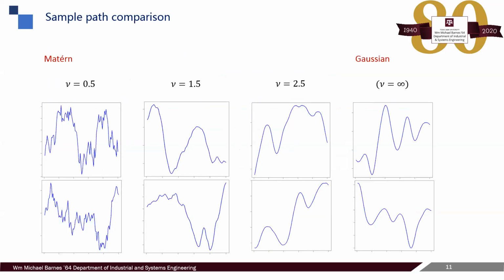Okay, so on this slide, I show you a few examples of the sample path with Matern and Gaussian. For Matern, I give you different nu values: 0.5, 1.5, and 2.5. You can see for 0.5, this function is non-smooth. You can see many spikes on it, right?